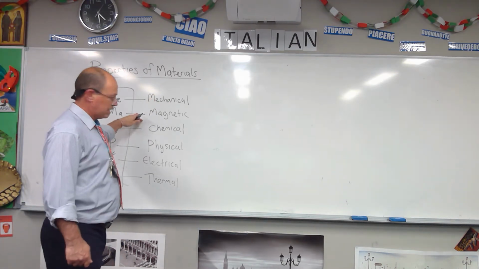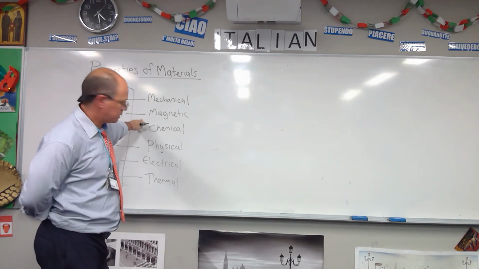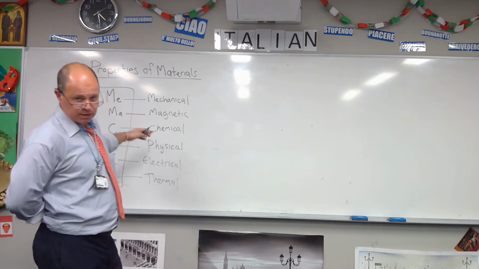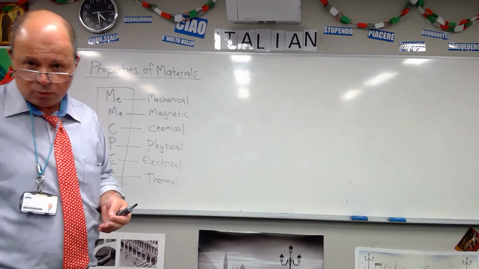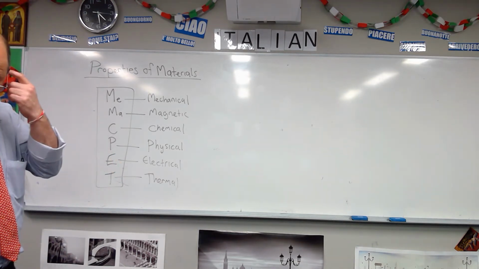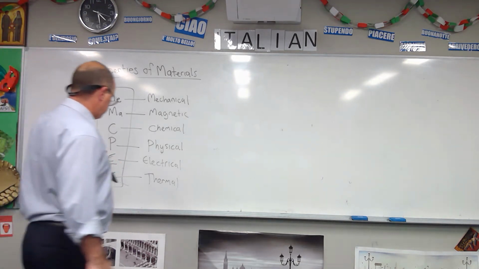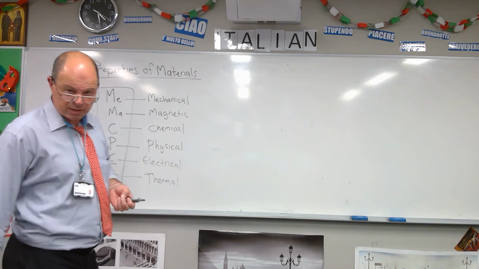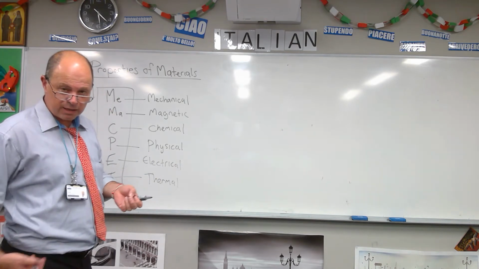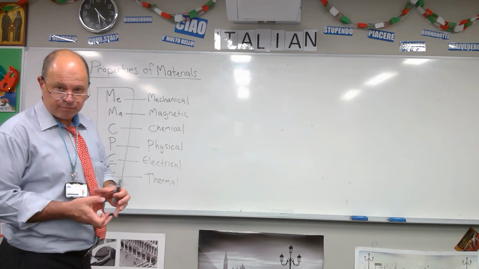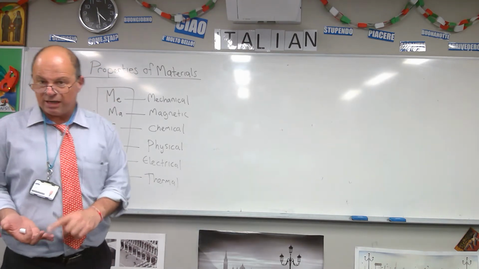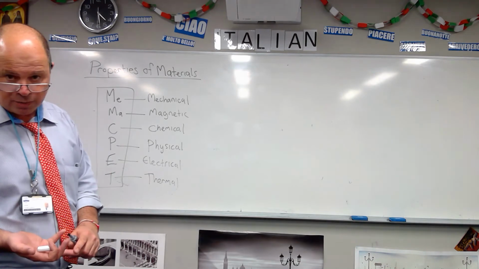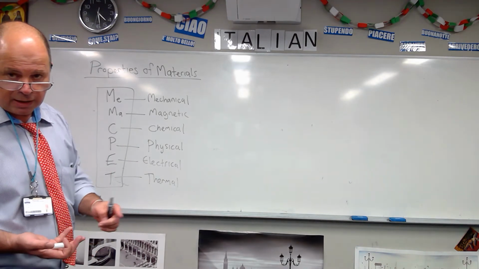But, magnetic, is it magnetic or not magnetic? Ferrous, non-ferrous. Chemical properties, is it an acid? Is it a base? All those sorts of properties that you have for chemical. Physical, things like the density of the material is one thing that comes to mind. How much weight for a given amount of volume. Electrical, is it a conductor or is it an insulator? Can be very important depending on what use you want to put the material to.